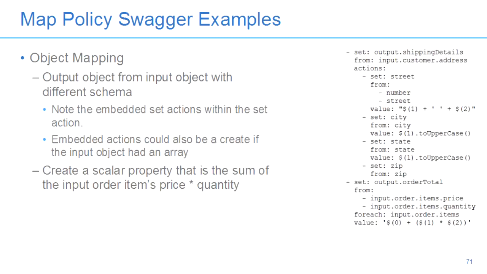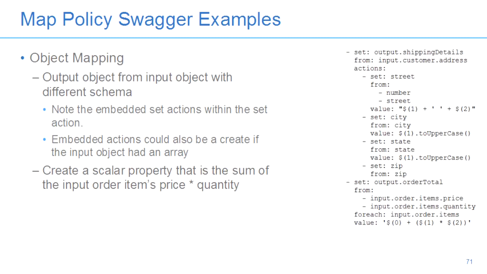So here are some object mapping examples. In this case, the output object from the input object is going to be using a different schema. This is a case where there are some embedded actions. I'm going to be setting my shipping details object from my input customer address. And then within that, I've specified additional actions where I'm going to set the street from a concatenation of the input data from number and street. If I just wanted to move it straight across, I could have an easy set of output details from input shipping details, or whatever that's called, and it would just copy the object straight across.